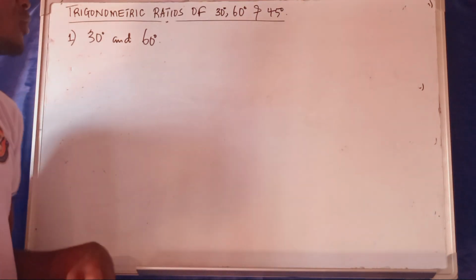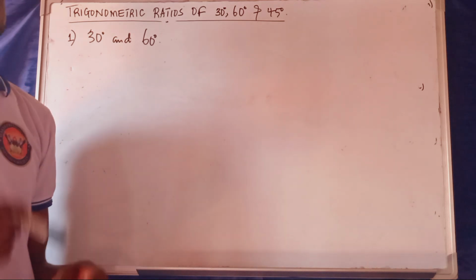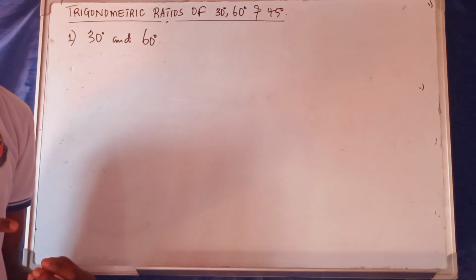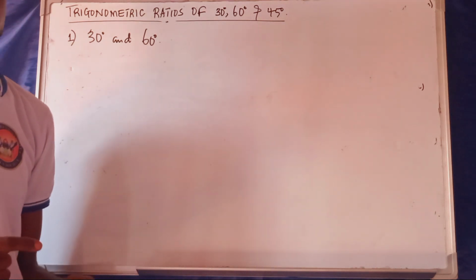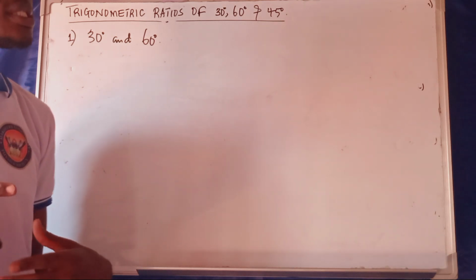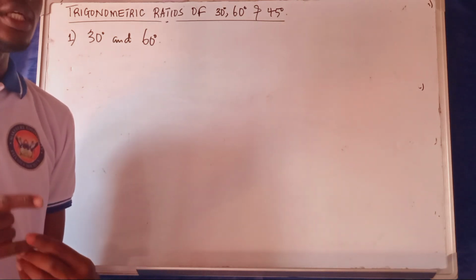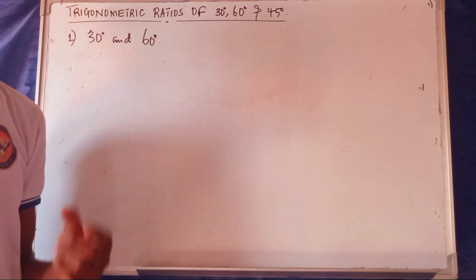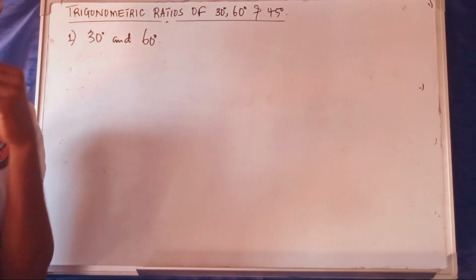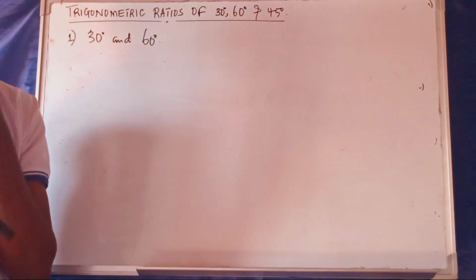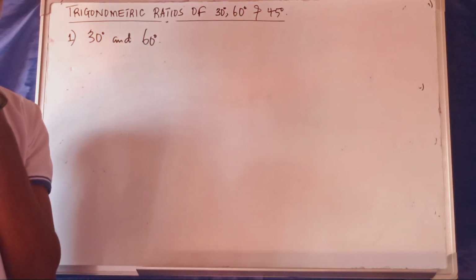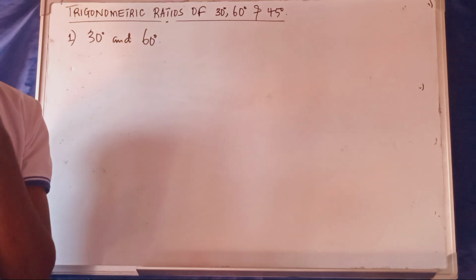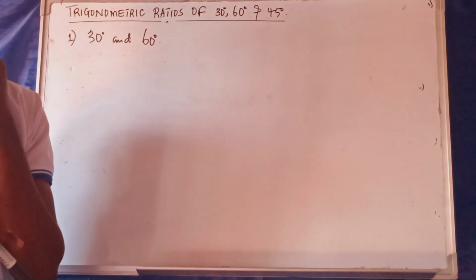Before we proceed, get your calculator and press cos 60. It will give you 0.5. And if you press sine 60, it will give you 0.866, which is equivalent to root 3 over 2.